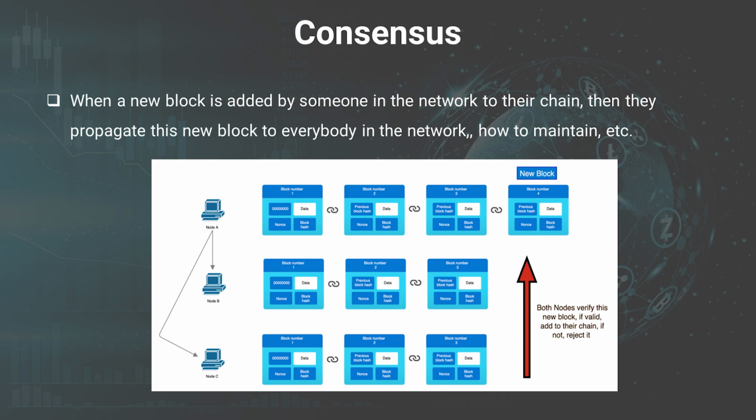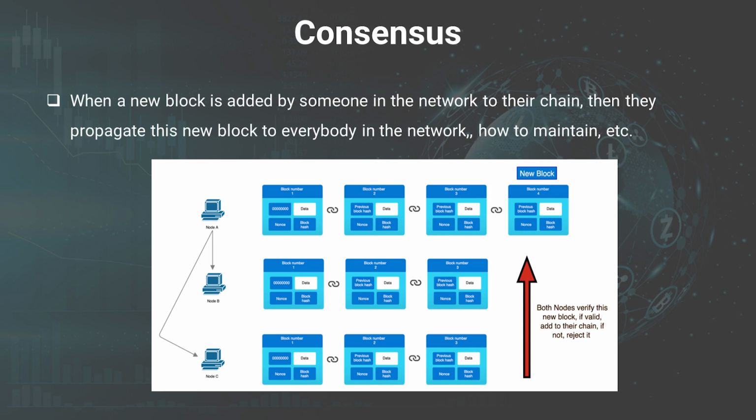Usually when a block is added to the network, for example, this is the state of the network, and let's say there are only 3 blocks in the network. Now let's say node A created a new block, which has block number 4, previous hash, data, and nonce.